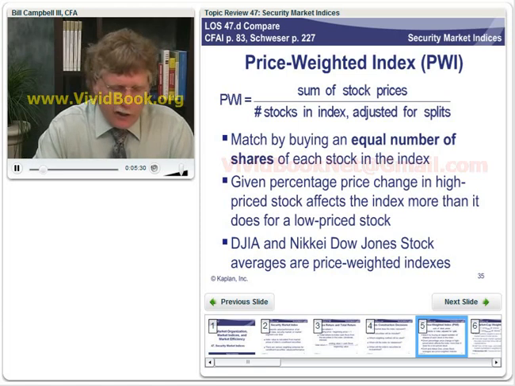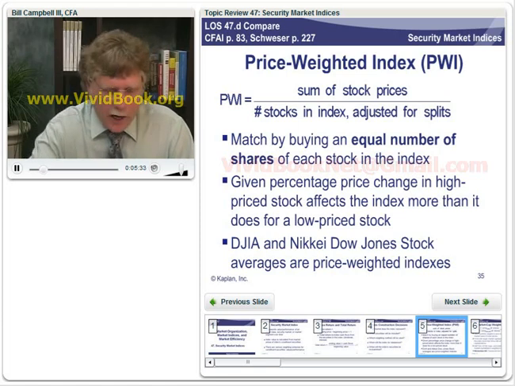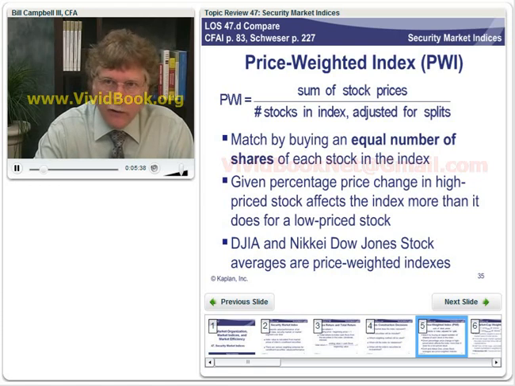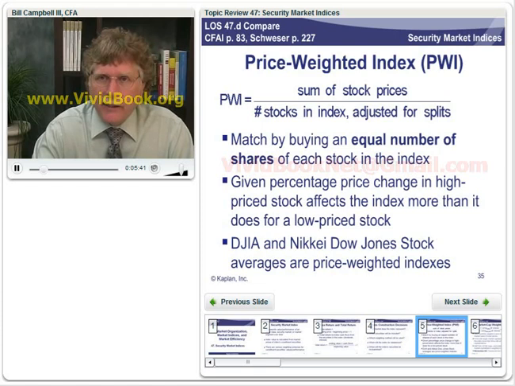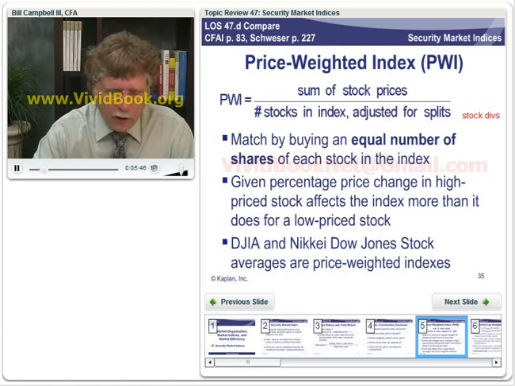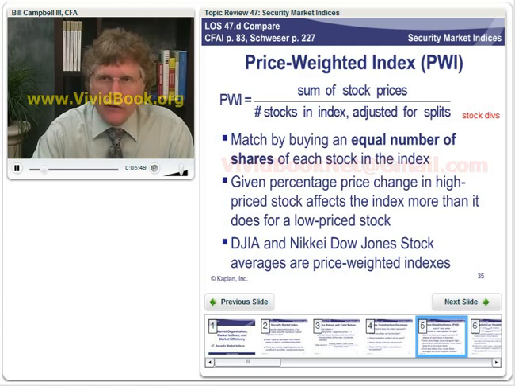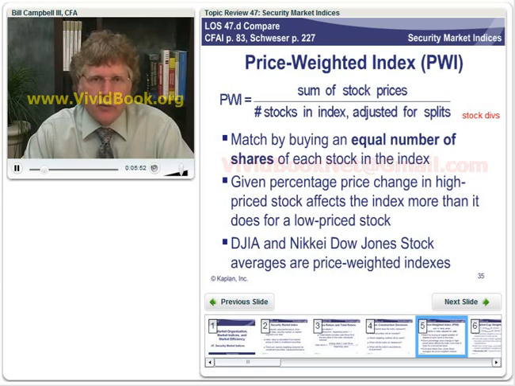It's adjusted for stock dividends. I'll just abbreviate that, dividends. And it's also adjusted for new stocks. So every time you have a stock split, every time one of the stocks pays a stock dividend, or every time you drop an old stock and replace it with a new stock, you have to adjust that divisor so that you get continuity in the index.